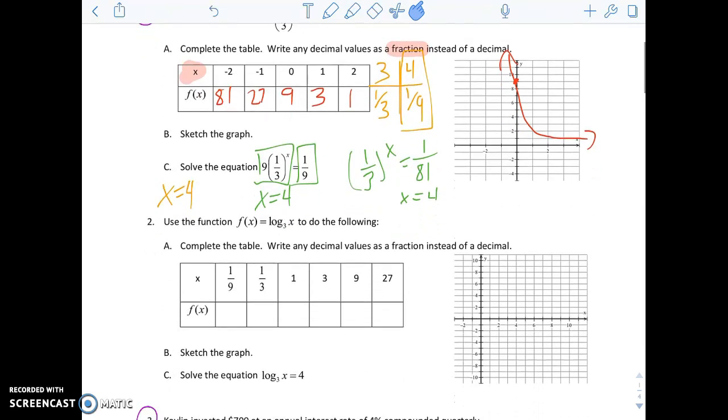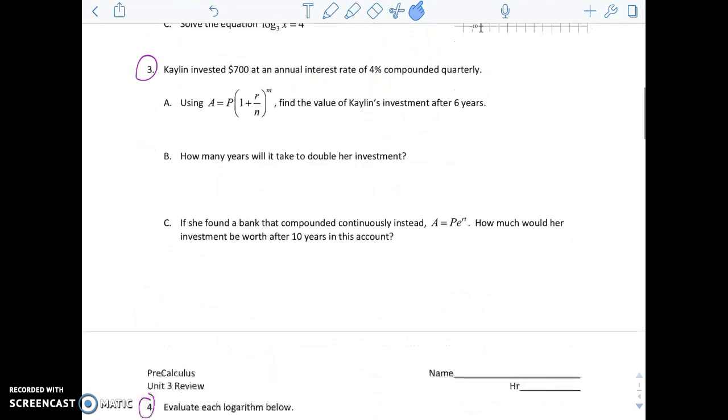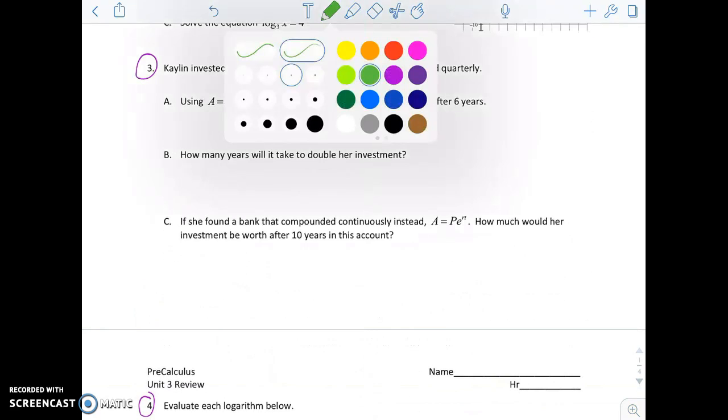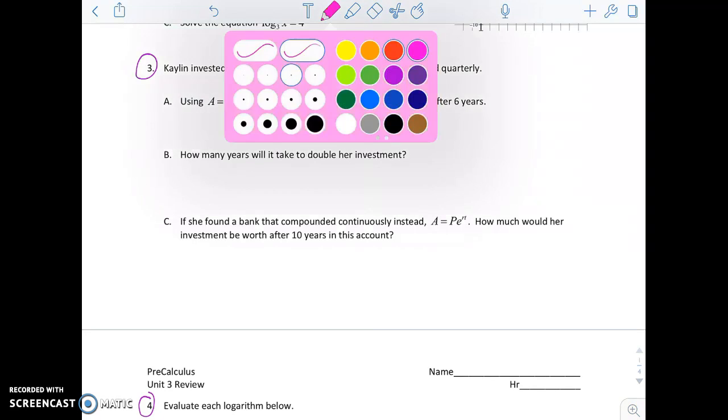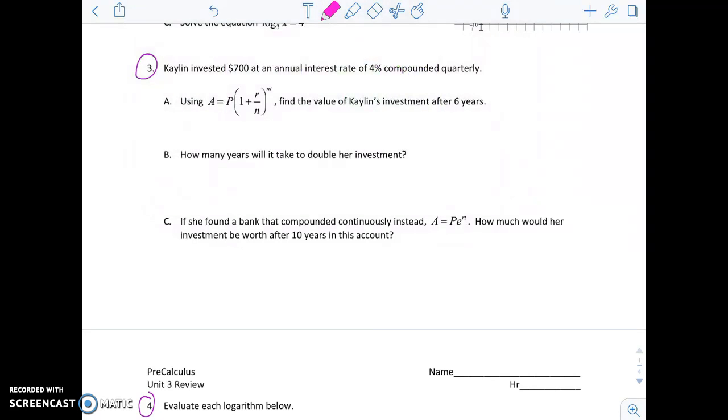So I'm going to move on to number 3. So this one's about bank investments. Kaylin invested $700 at an annual interest rate of 4% compounded quarterly. So we have a bunch of letters here. We have A equals P times 1 plus R over N to the N times T power. Find the value of Kaylin's investment after 6 years. How many years would it take to double her investment? And if she compounded continuously instead, how much would it be worth after 10 years?